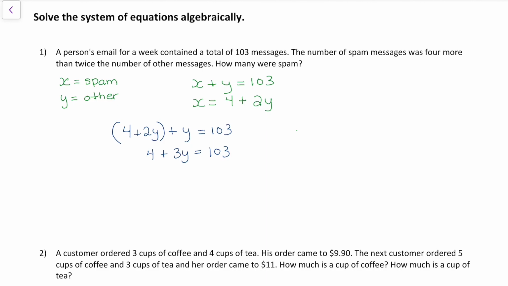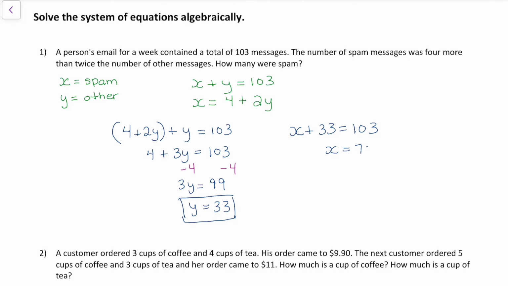I can then subtract by 4, and I get 3Y equals 99. I'm going to divide by 3. Y equals 33. I'm then going to substitute that into my original equation in order to now solve for X. So I'm going to subtract 33 and I get 70.